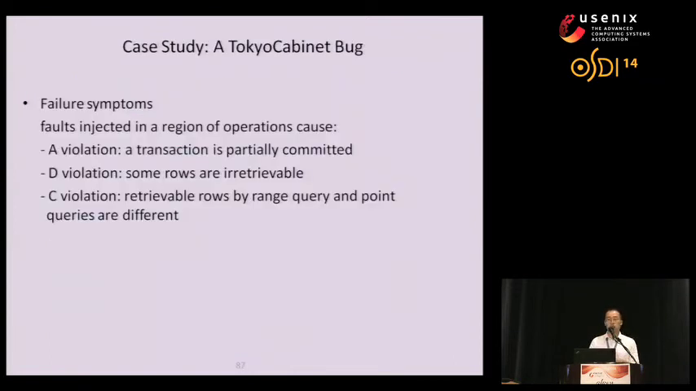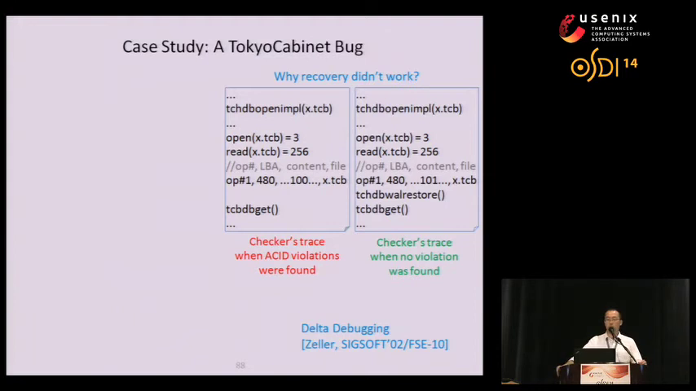Here, let's go through a relatively simpler case, which caused atomicity violation, durability violation, and consistency violation in Tokyo Cabinet. The exact failure symptoms include a transaction being partially committed, some rows being broken, and the retrievable rows by different query methods being different. First, we are curious about why the recovery didn't work. So we apply delta debugging and compare the checker's trace when ACID violations were found with the checker's trace when no violation was found. And quickly, we find that a restore function is missing in the abnormal recovery trace.